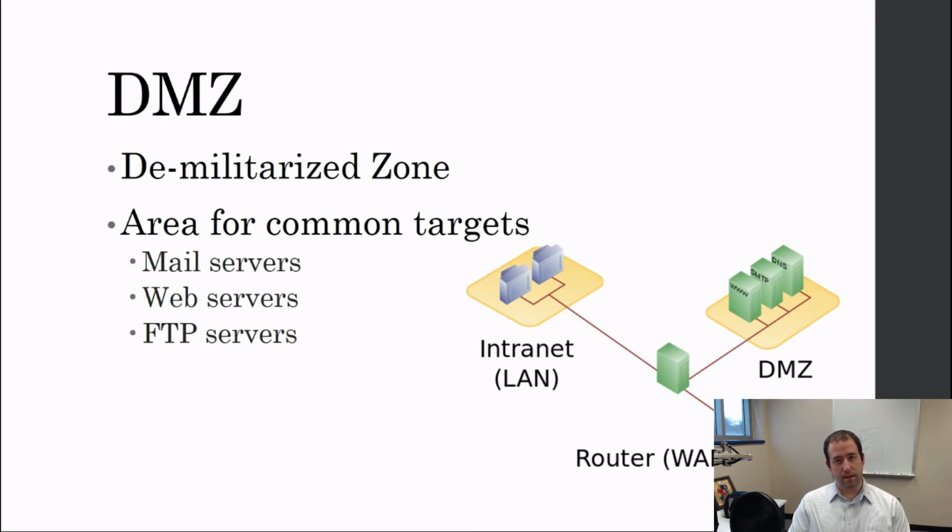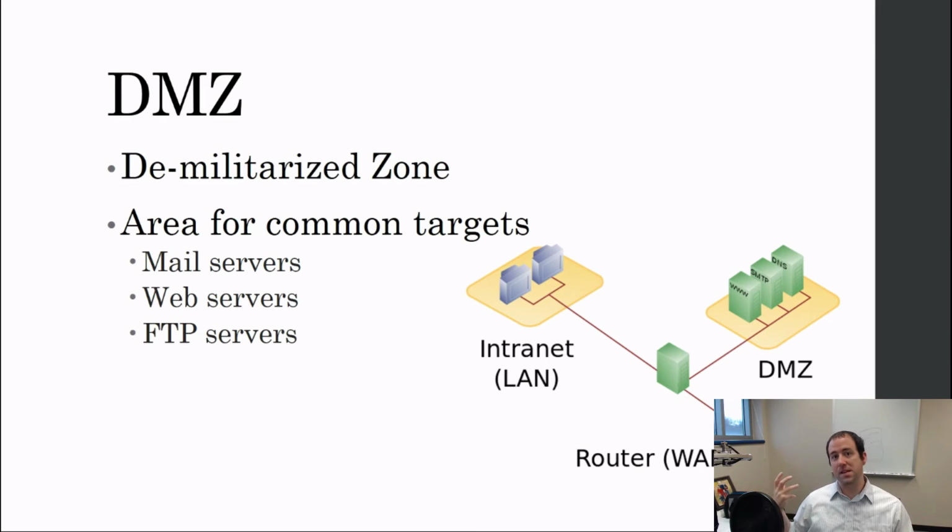So the last important topic related to firewalls is what's called the DMZ, or the demilitarized zone. And this is basically an area, a separate network segment, where you put common security targets, and specifically common security targets that you need to access from outside your network. So, for example, web servers, mail servers, DNS servers. If you have people inside and outside your network that need access to those things, then you need to open those up to the internet.